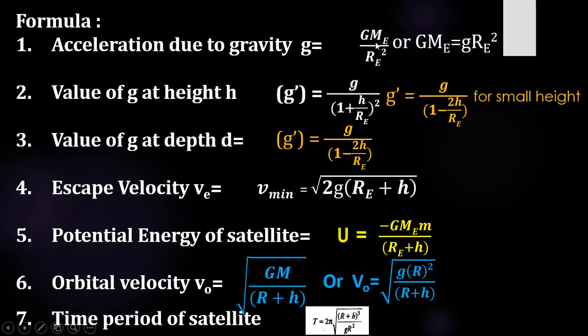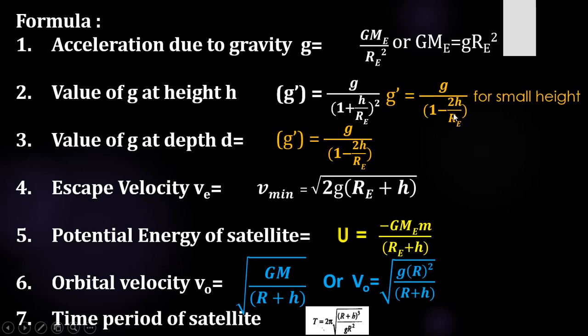Sometimes you can write it as GM upon R square also. And according to this formula, I can modify it as GM E equal to small g R square. Then the value of acceleration due to gravity g at a height h from the surface of earth can be written as g dash equal to g upon 1 plus h upon Re, and there are two different formulas for this value of g at a height h.